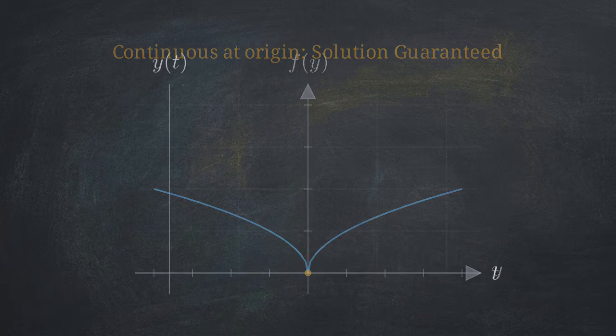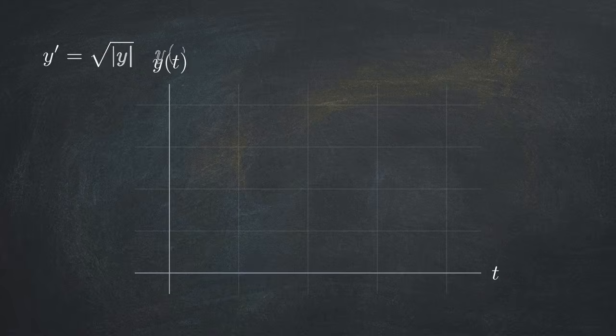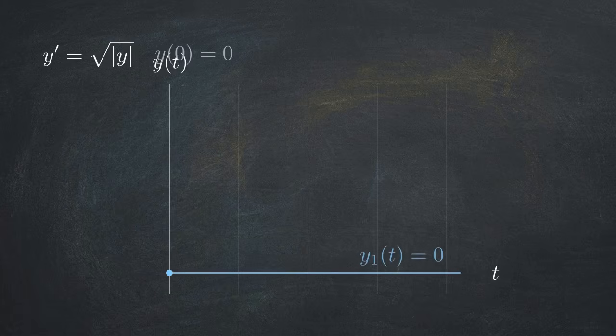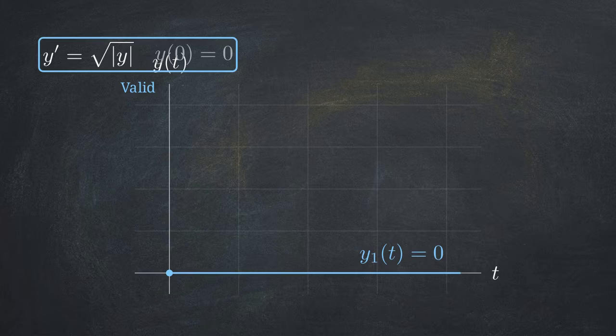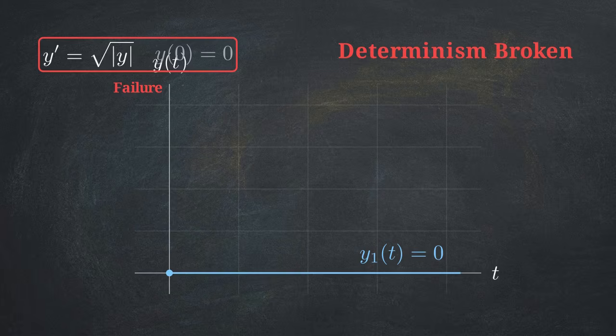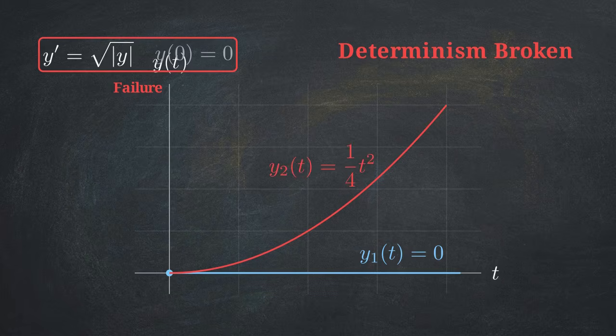This chart shows the first perfectly valid solution to our problem. Starting at the origin, the system remains completely at rest, yielding a flat line along the time axis. The math checks out. But a catastrophic failure in our predictive model appears when we look closer and find a second valid solution. A parabolic curve, 1/4 t squared, also perfectly satisfies both the initial state at the origin and the strict slope requirements of our differential equation.